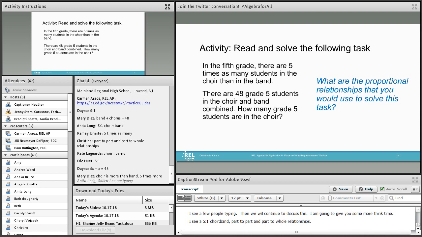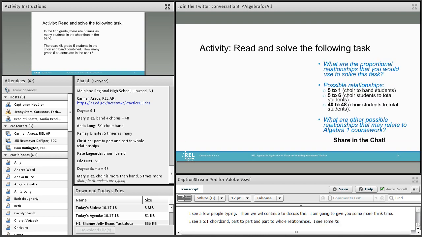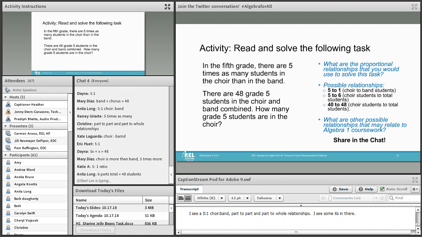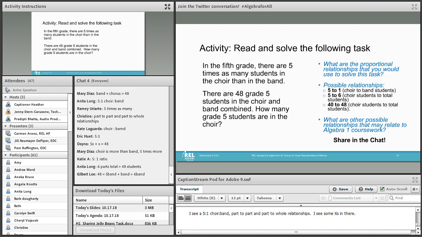Ooh, I see some X's in there. So the activity will still stay on the left here as well as up in the other screen. And I'm just going to list some that we saw beforehand. So 5-to-1, choir to band students. I see someone else also mentioned the 6 parts total, the 5-to-6, choir students to total students. The 40-to-48 students is another relationship in here.